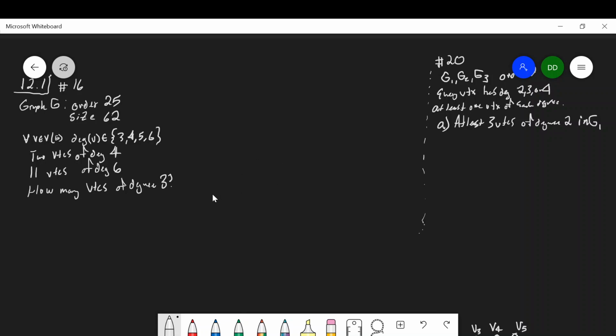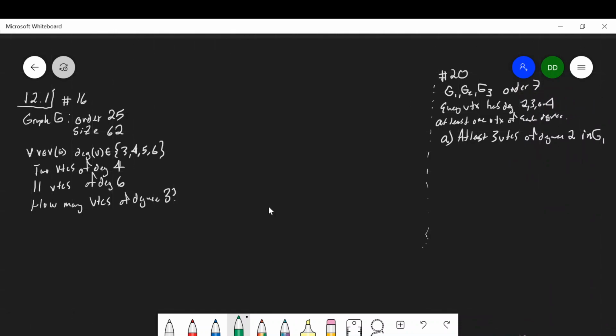So I just thought I'd go through some problems like I have in the past, some selected problems, and show you some of my solutions for them. So we're going to start here in section 12.1, number 16.